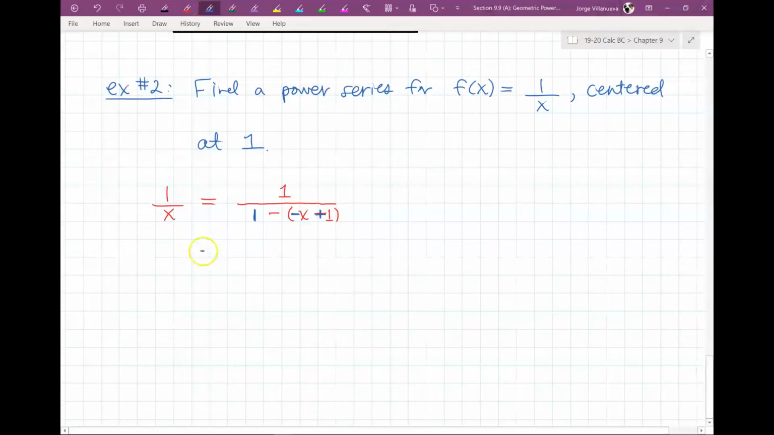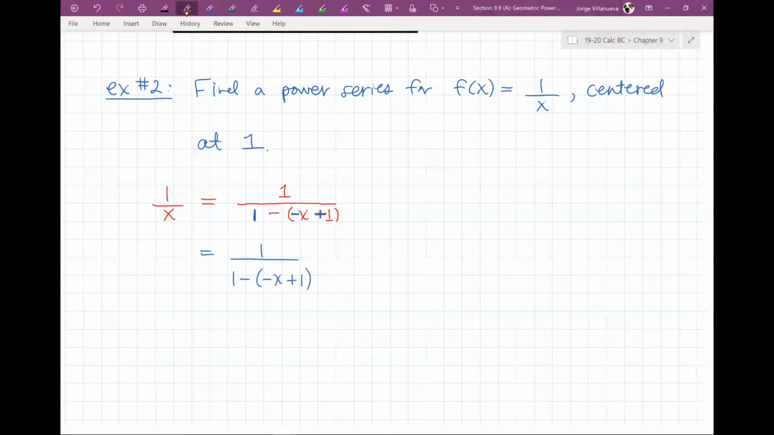Okay, I'll rewrite it right here. 1 over 1 minus negative x plus 1. Now, if you look at it, you're like, wait a minute, but that's not centered at 1 because it says plus 1. But it actually is, right? Because the x is negative, right? So it is in the right place. And you'll see at the very end, it'll be proven to you that we have it correct.